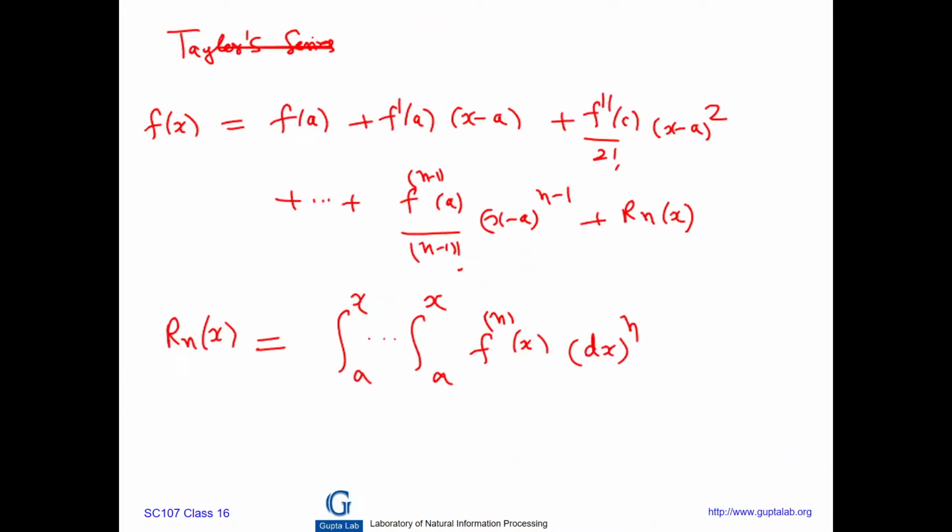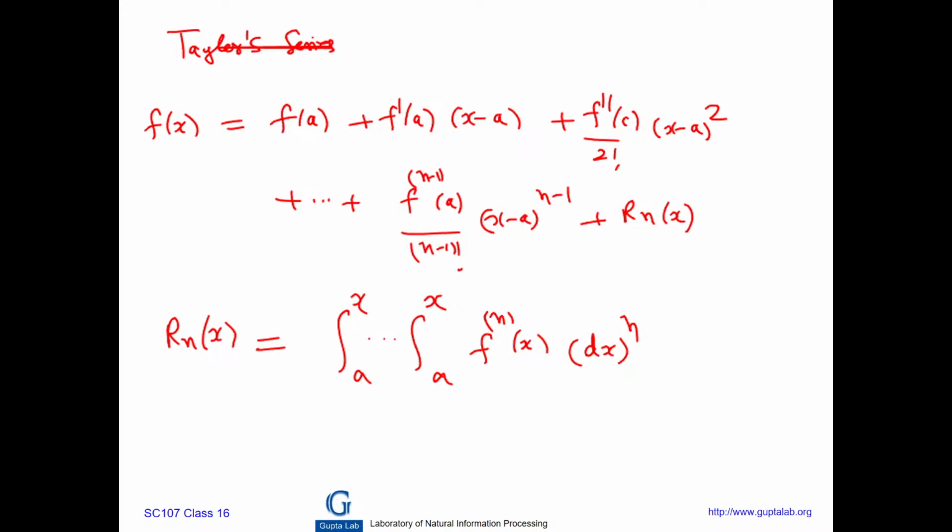So this was the Taylor series for a single variable: f of x is equal to f of a plus f dash of a times x minus a, and so on, where the remainder is in the form of an integral. And here is the formula for the two variable function.